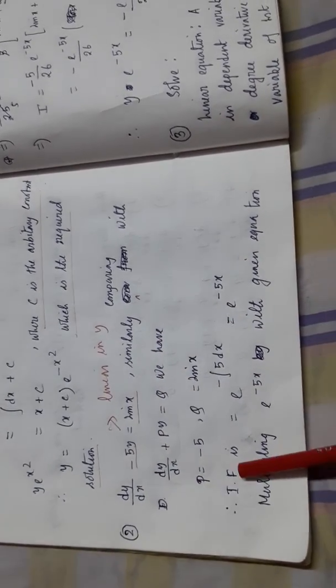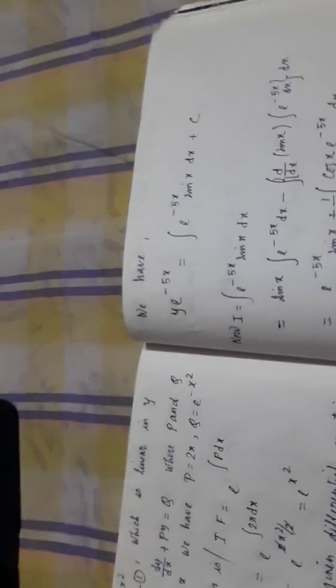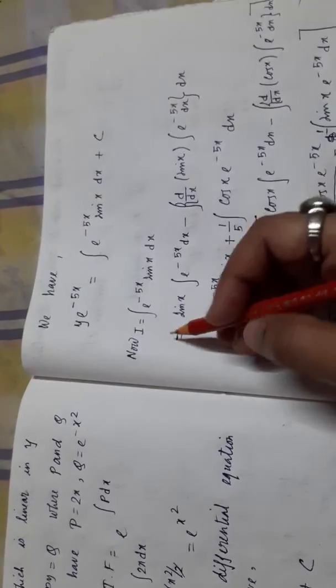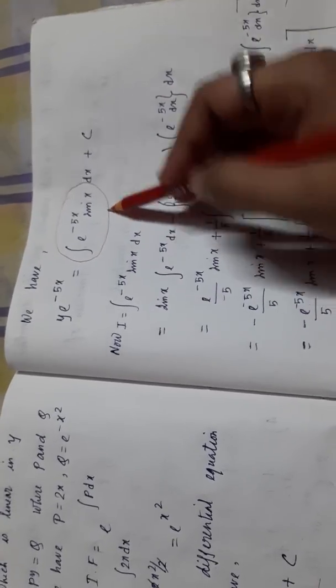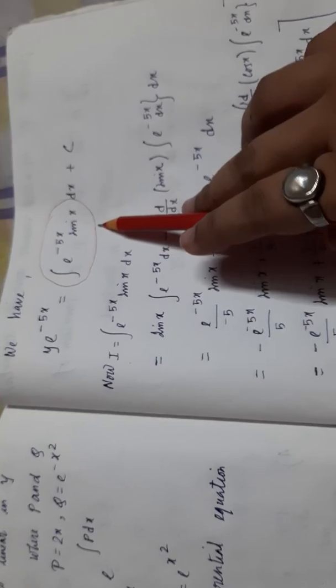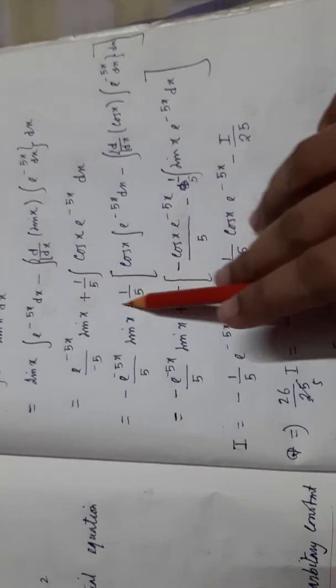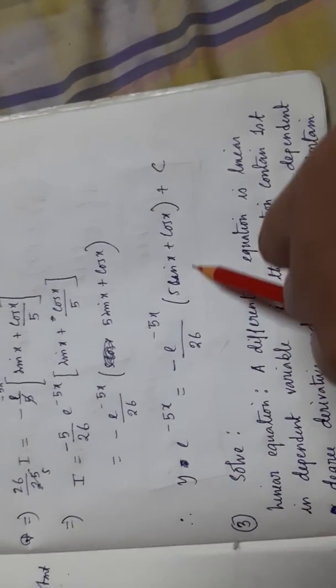Now we calculate the integrating factor similarly, and multiplying by the integrating factor we have this, and for this integration we already know how to calculate it. For this integration we consider I equals this, and then step by step we can find the value of I, and this is the general solution.